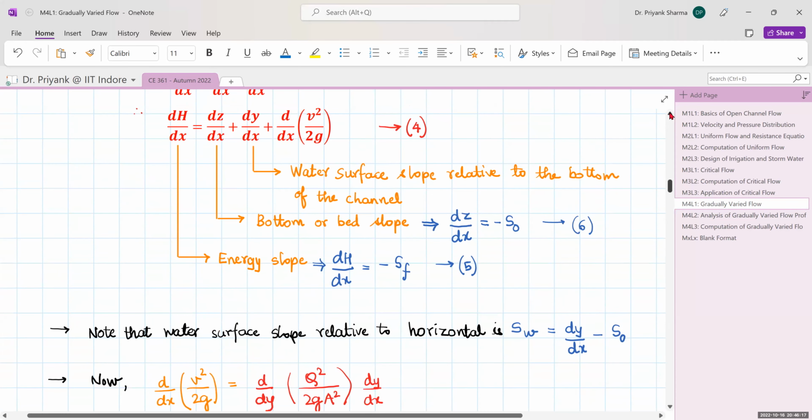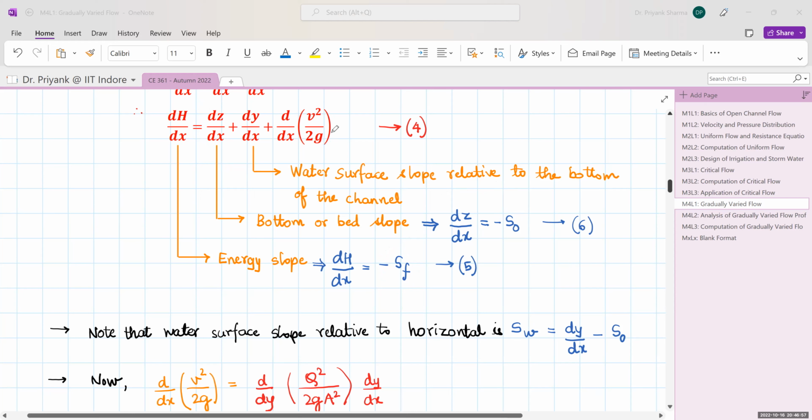The first component, dH by dx, is the energy slope. That is the change in energy, and it is denoted as minus SF. Why the negative sign? Since it is decreasing in the direction of flow, that is why we are considering it as negative. Now dz by dx is the bottom or bed slope, and that is denoted by minus S naught. And dy by dx is the water surface slope relative to the bottom of the channel. This component we will resolve in detail.